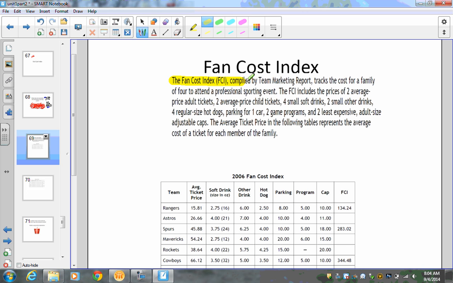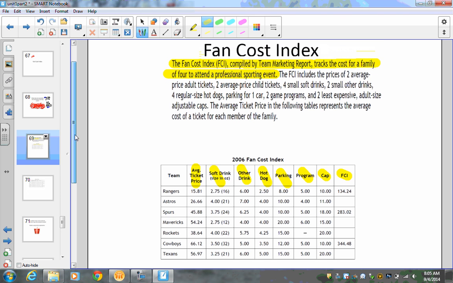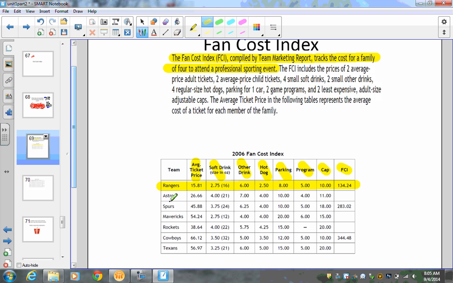The fan cost index is compiled by Team Marketing Report, and it tracks the cost for a family of four to attend a professional sporting event. So what you have here is a whole bunch of figures dealing with average ticket price, soft drinks, other drinks, hot dogs, parking, program, cap, and then the overall what is called the fan cost index. That's the total. For example, the Rangers, I'm guessing the Texas Rangers baseball team. This is all the costs associated with going to a Rangers game. Then you have the Astros, Spurs, and so on and so forth.